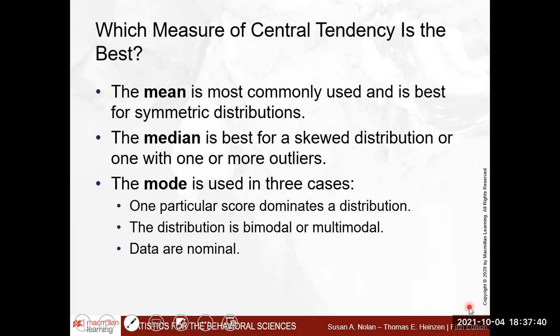The mode is used if you have one particular score that dominates the distribution and you're interested in that for operational reasons in your analysis, or you have a distribution that is bimodal or multimodal and you want to describe that. Or thirdly, when you have nominal data. Nominal data, as we know, is where we have groupings that are determined by whatever rankings or whatever group you could have that essentially contains counts rather than a numerical value.